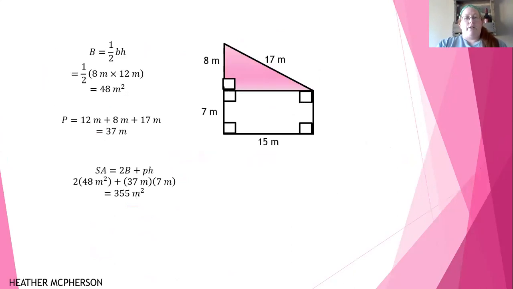On this next slide, you're going to see another trapezoidal prism. So you're going to do it the same way. On the base, which is a half of the base times height, then you're going to find the perimeter, which is all your sides added together, and then you're going to add them together. So 2 times the base plus perimeter times height. And with this prism, your surface area is going to be 355 meters squared.